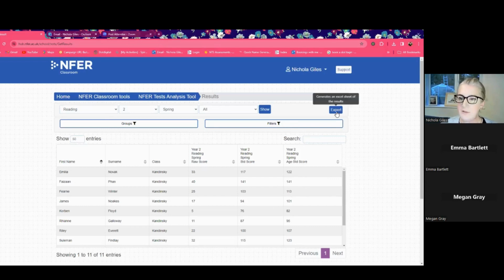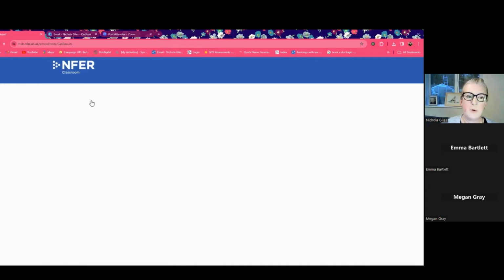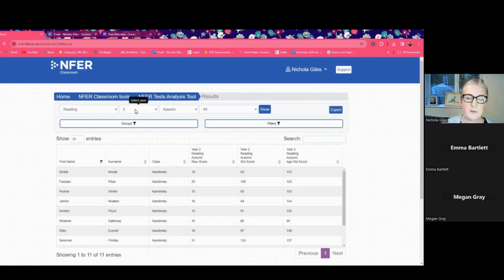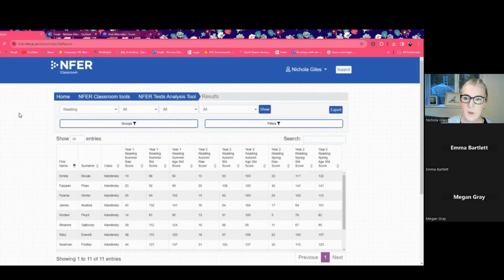You can export any of this information, and then you can have a look on there. And obviously you can look at these at any point. So again, the more information you put in, so for example, if I put in all year groups, you will then be able to see their year 1 and their year 2 reading as well. So again, you can see that journey of your individual pupils across a class as well, or a year group.